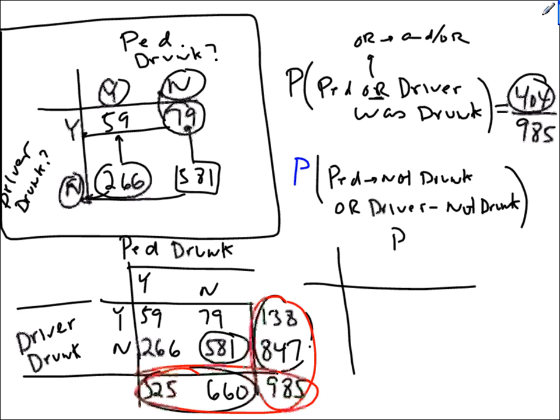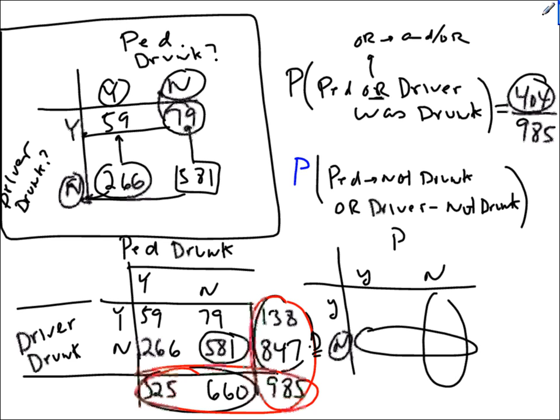You have the pedestrian and the driver. Yes, no. Yes, no. The pedestrian not drunk would be those. Or the driver not drunk. Not drunk for the driver. It would be these numbers. So those are the numbers we have to add up.